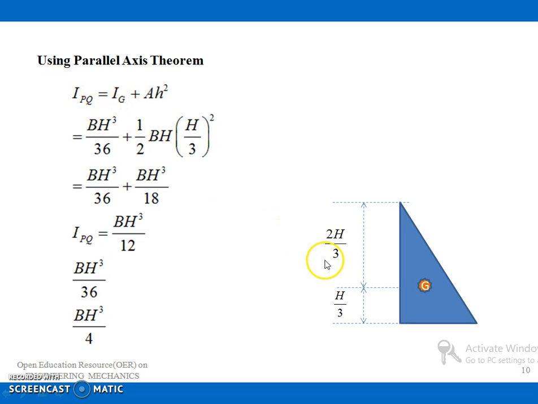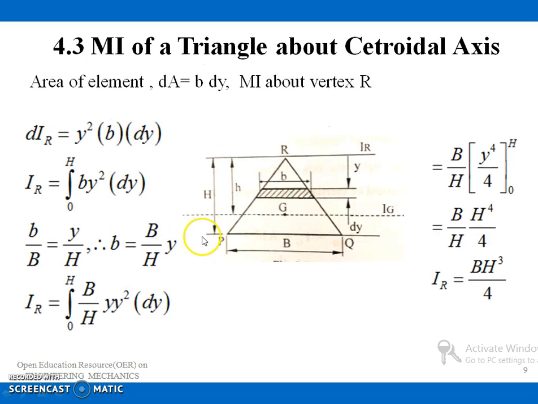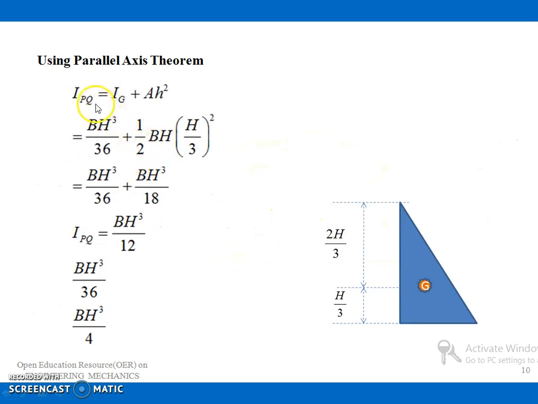Now we will find the moment of inertia of this triangular section about this axis PQ. Again I am applying the parallel axis theorem. IPQ can be written as Ig plus Ah square. Here the distance will be the distance between this point G and the axis PQ, that is h by 3. So substituting this value, Ig is equal to BH cube by 36 plus half BH the area, and h becomes h by 3 the whole square. Finally, I can write IPQ is equal to BH cube by 12.